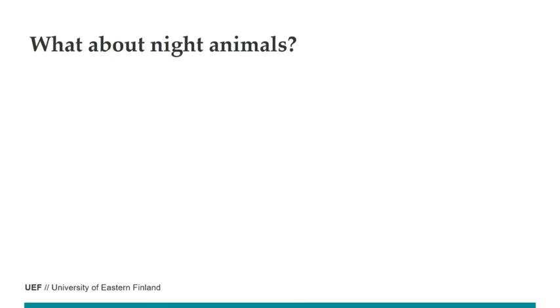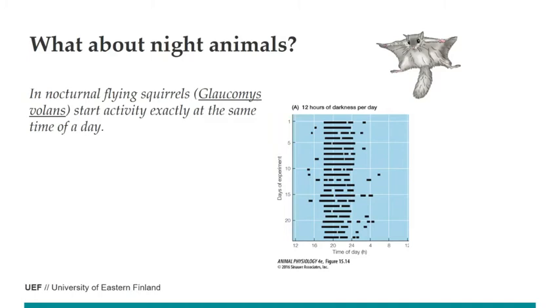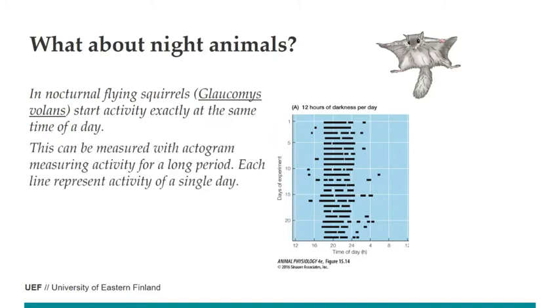But what about then the night animals? Nocturnal flying squirrels start their activity exactly at the same time of the day, and this can be tested easily with an actogram. We measure the activity for a long period, and over here each line is a single day. On the first line there's the first day, on the last line it's maybe day 25, and every time these black marks present that the animal is active. They start pretty much at the same time, around 6 o'clock at night.